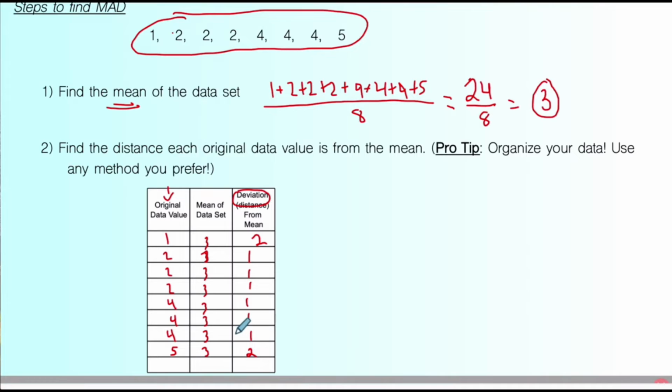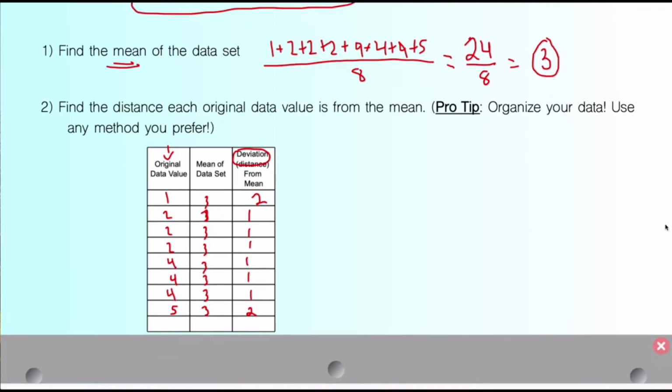It's 2 spaces away. You'll notice that I don't have any negative numbers there. It doesn't matter if it's above or below the mean. We're just measuring the distance, and we're not talking about negatives here. So it's always going to be a positive distance. Anyways, now I've got pretty much all I need to do this. I've found the deviations. I found the distance from the mean.